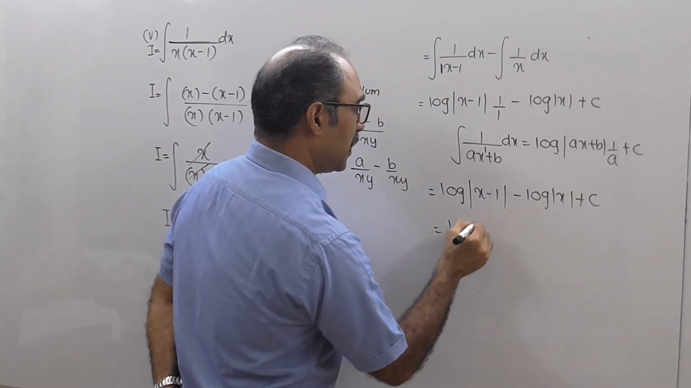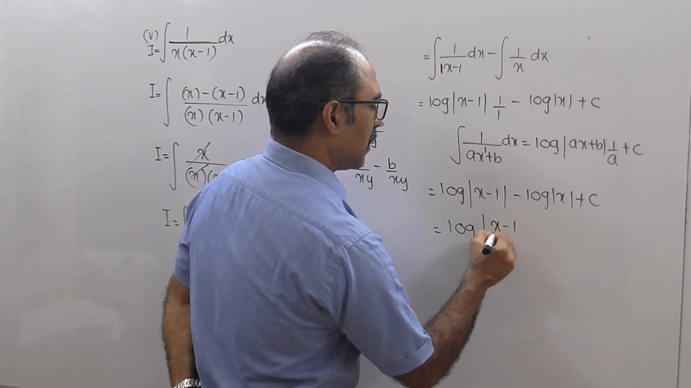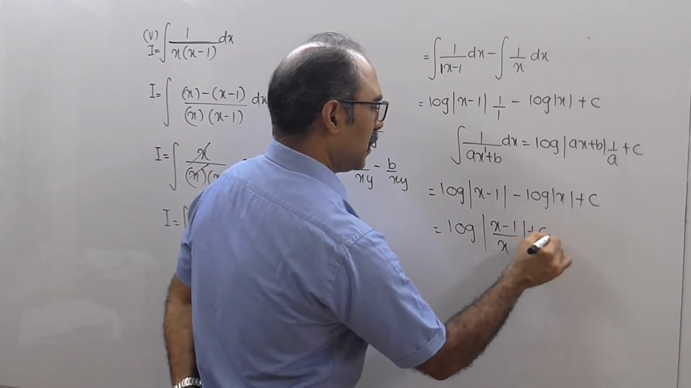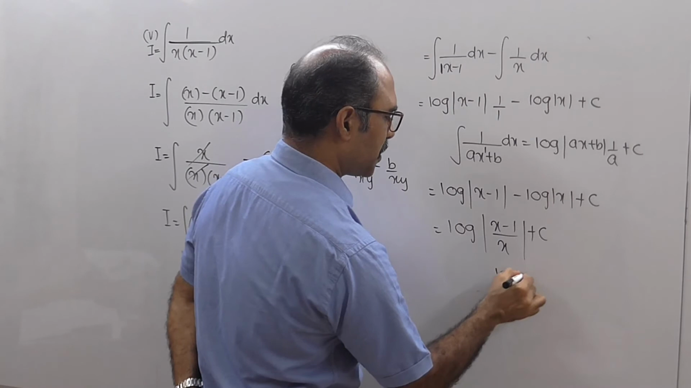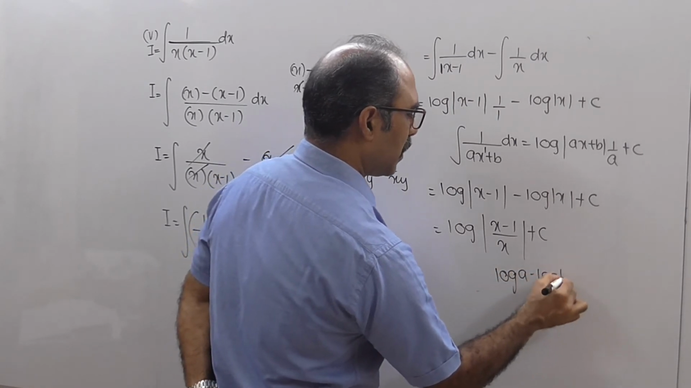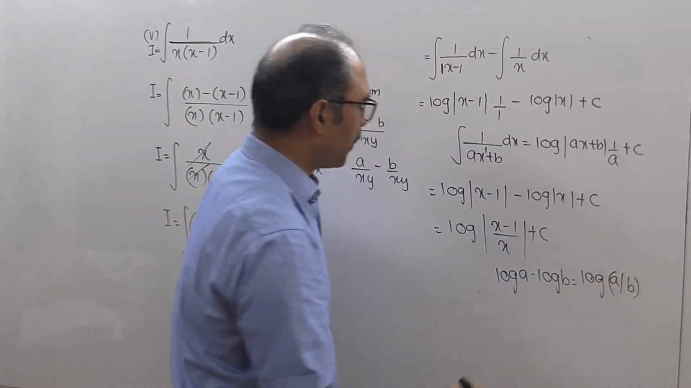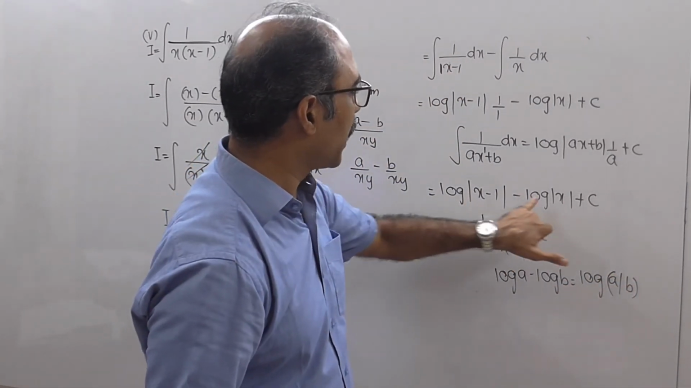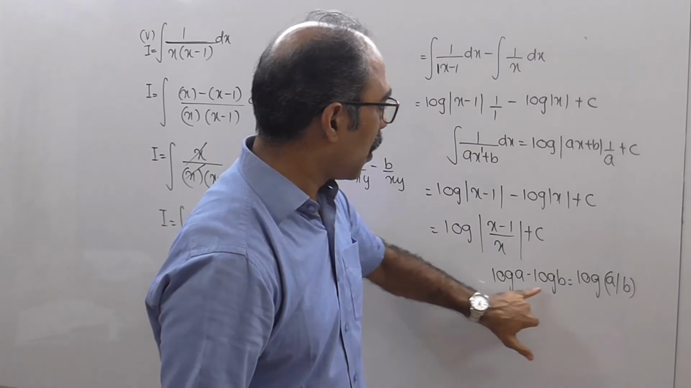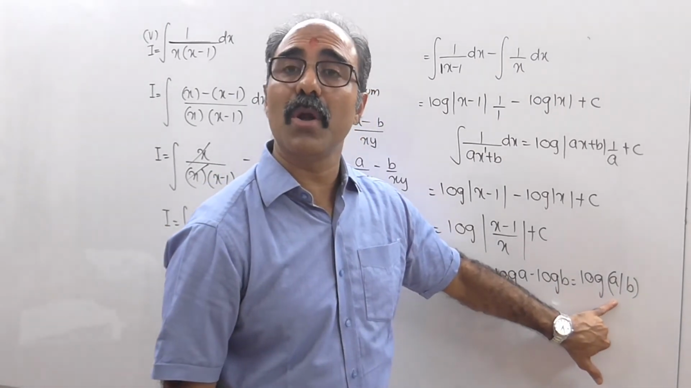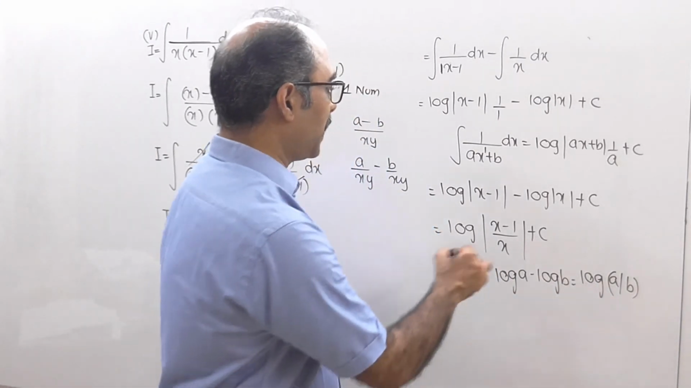I think this is obviously log a minus log b. There is a formula in logarithm you have to remember, log a minus log b is supposed to be equal to log of a by b. So this is log a and this is log b. So log a minus log b, I think the answer has to be log of a by b. So this is the final answer.